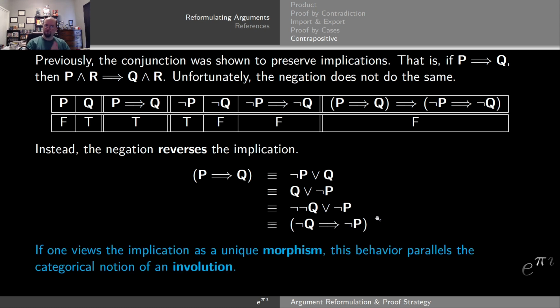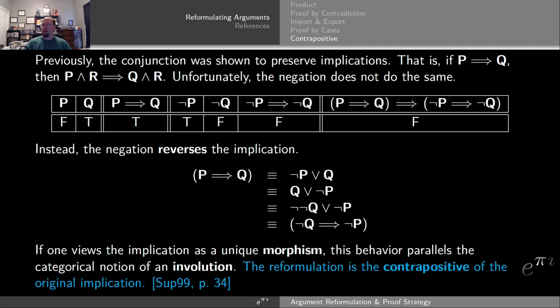Now, if one views the implication as a unique morphism, this behavior parallels the categorical notion of an involution. Moreover, this reformulation of the implication is what's called the contrapositive of the original implication.